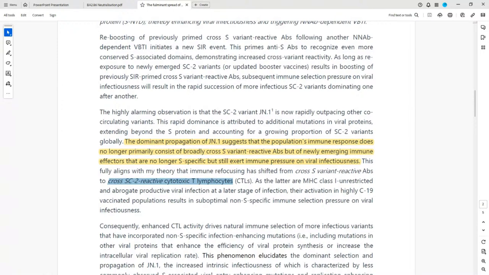cross-variant reactive antibodies, but of newly emerging immune effectors that are no longer spike-specific, but still exert pressure on viral infectiveness. And this is where he thinks that there is this immune refocusing, which has shifted from the cross-variant reactive antibodies to cross SC2 reactive cytotoxic T lymphocytes.